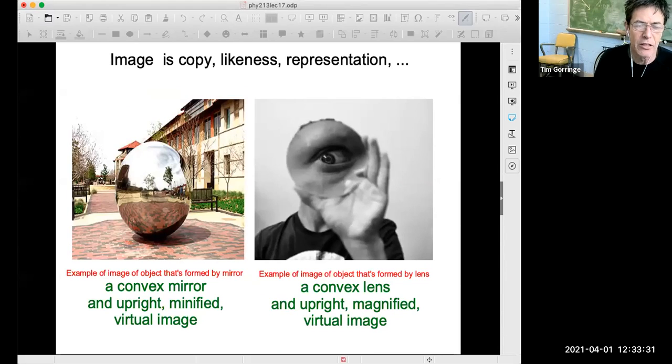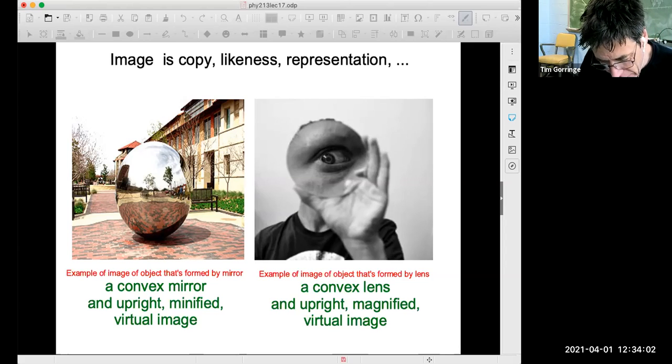Let me say what an image is. What do I mean when I say an image? What I mean is a copy, a likeness or a representation of the original thing, what we typically call the object. So the image is a copy, a likeness, a representation of an object. And in this little overhead here, I'm showing you an example.